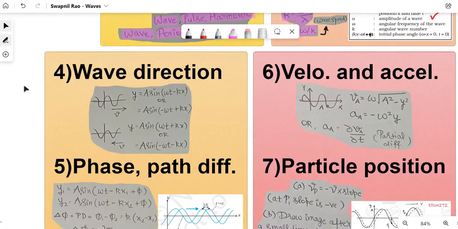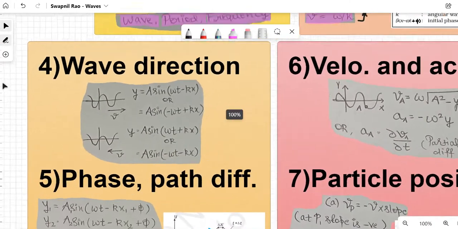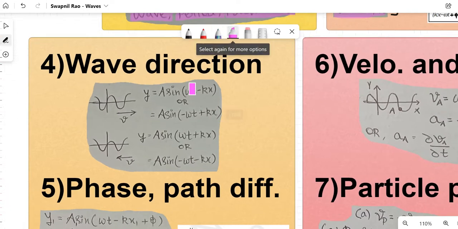So next topic will be wave direction. If you're wondering how you have to know about the direction of the wave, it is simple. If the signs of omega t and kx are opposite, then the wave is moving in the right direction. As you can see, it's moving in the right direction when the equation is like this: omega t is positive and kx has negative sign, or it can also be omega t has negative sign and kx has positive. Basically they should have opposite signs, and in that case the wave is moving in the right direction, and it will be moving in the left direction if the signs are the same. So as you can see, y is equal to a sine omega t plus kx, both have positive sign, or it can also be a sine minus omega t minus kx, both have negative sign. That is about wave direction.